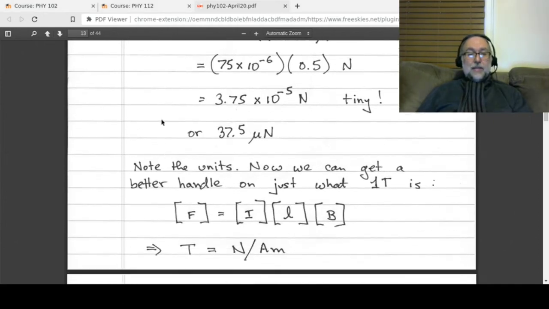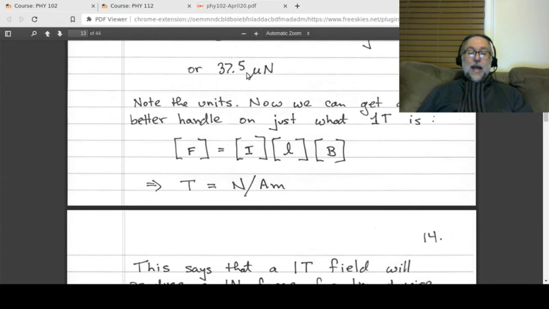So if we do a unit analysis of the Lorentz force, here we have force. What's that equal to? It's equal to current times length times your magnetic field. The sine theta doesn't have any units. And so we know that the units of force are newtons, the units of current are amps, and the length of the wire bathed in the field is meters. And so we get a unit for the magnetic field, Tesla, which is equal to a newton per amp meter. And you go, huh, what does this Tesla equals a newton per amp meter? How should I interpret that unit?